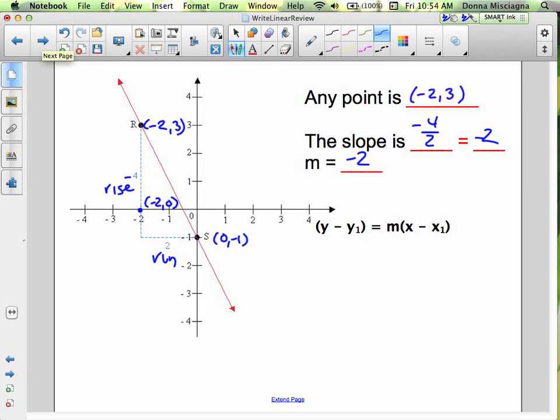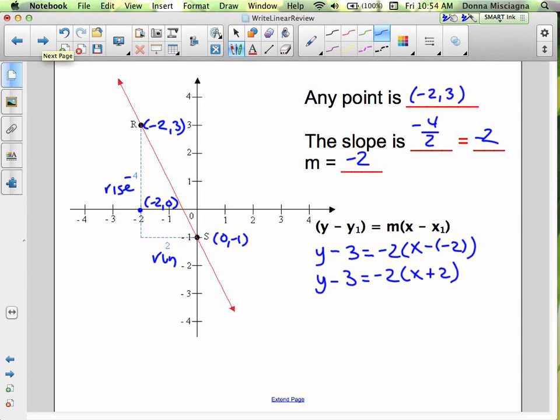Right? And then if I use that point, I would have y minus 3 equals negative 2 times x minus a negative 2. And you should simplify out minus a negative. Don't leave it like that. y minus 3 equals negative 2 times x plus 2. But I could have used any of the points here.